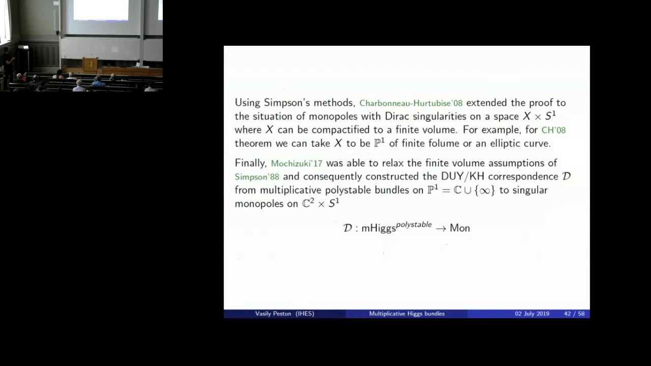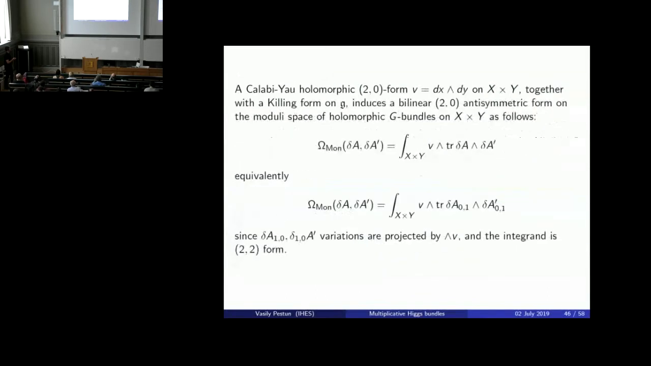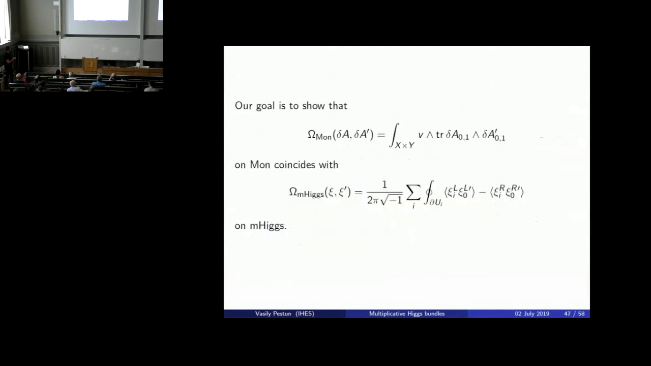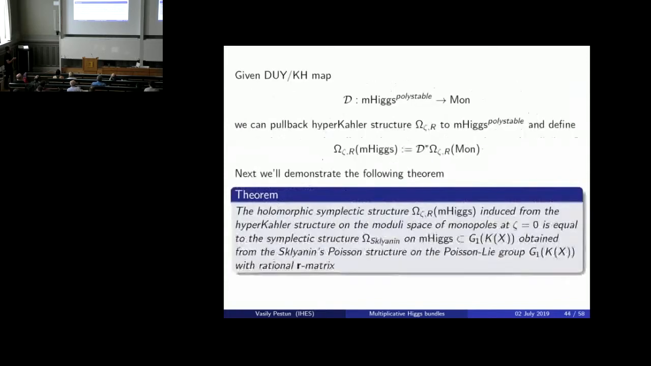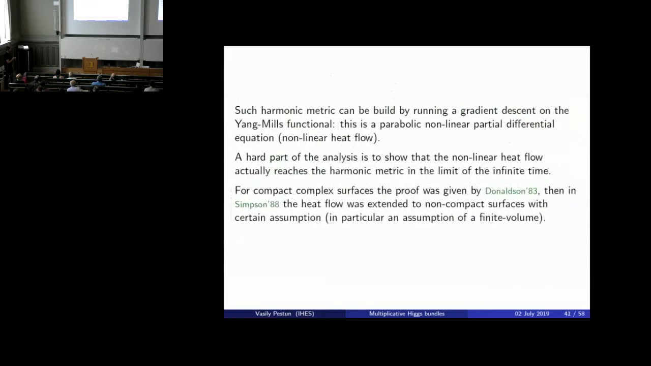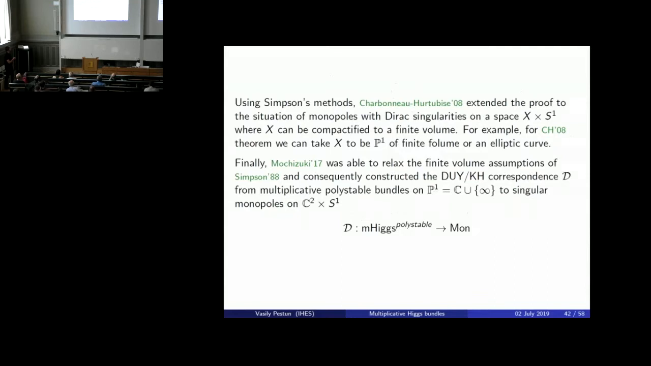So let me go quickly here. You can run a heat equation on a holomorphic G-bundle on a complex surface. That's a paper of Donaldson, and find a harmonic metric which satisfies the Hermitian-Yang-Mills equation. So that would be a correspondence between algebraic geometry and differential geometry. There is a similar construction here. It went from the paper of Donaldson to Simpson, and then Mochizuki, Charbonneau-Hurtubise, and following Mochizuki, a very recent paper relaxed one of the key assumptions in the Simpson paper and was able to show that this correspondence holds on a non-compact space, C2 times S1.